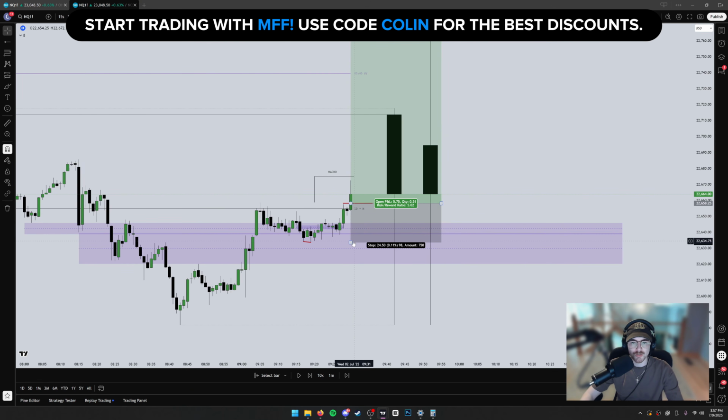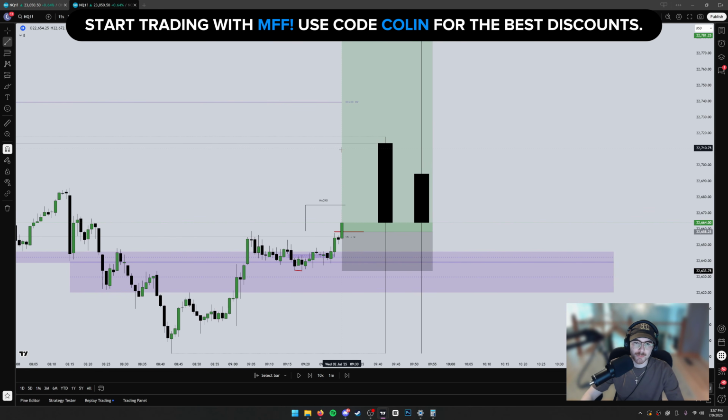Okay, so we are in the trade. We have our stop set below this SMT. That's our invalidation point. So what I'm going to do is I'm going to trim the majority at 2R, which is right here.